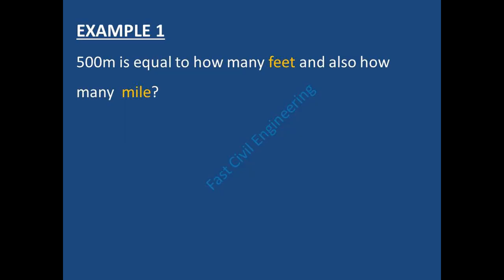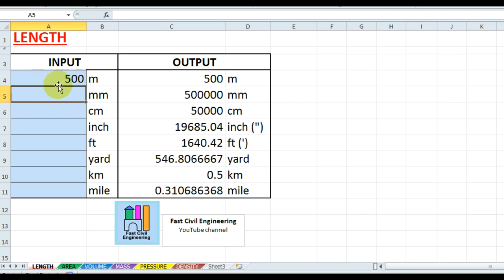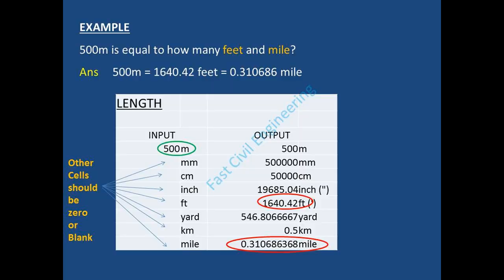Example 1. 500 meter is equal to how many feet? And also how many mile? 500 meter is equal to 1640.42 feet. 500 meter is equal to 0.310686 mile. Warning: other input cells should be 0 or blank.